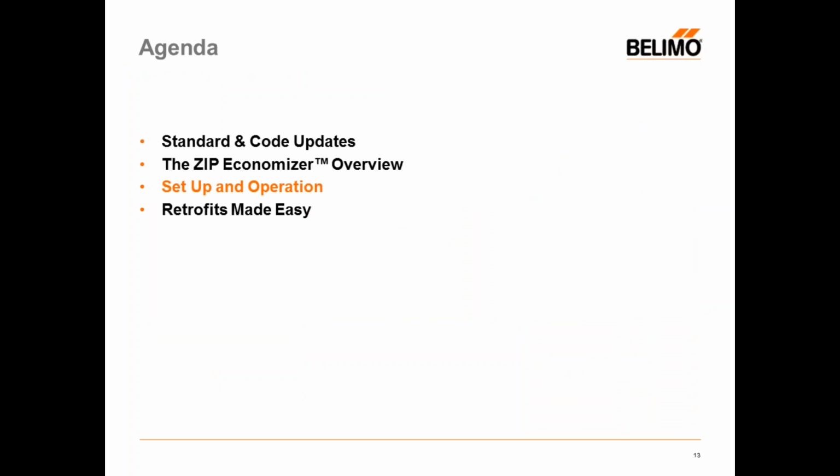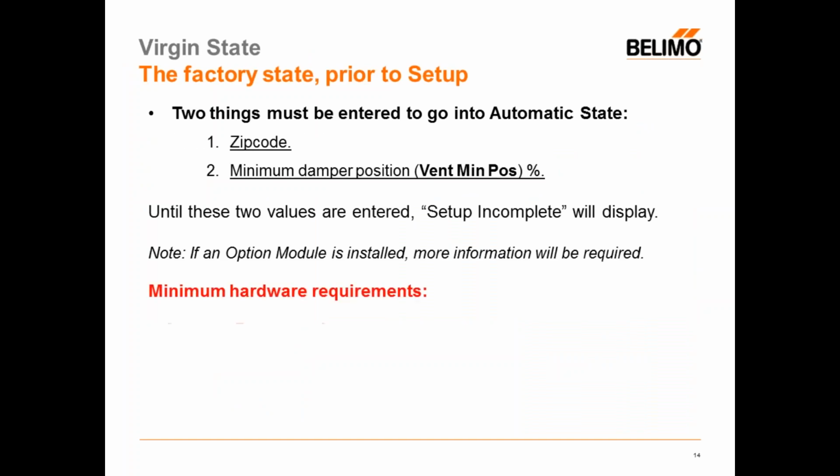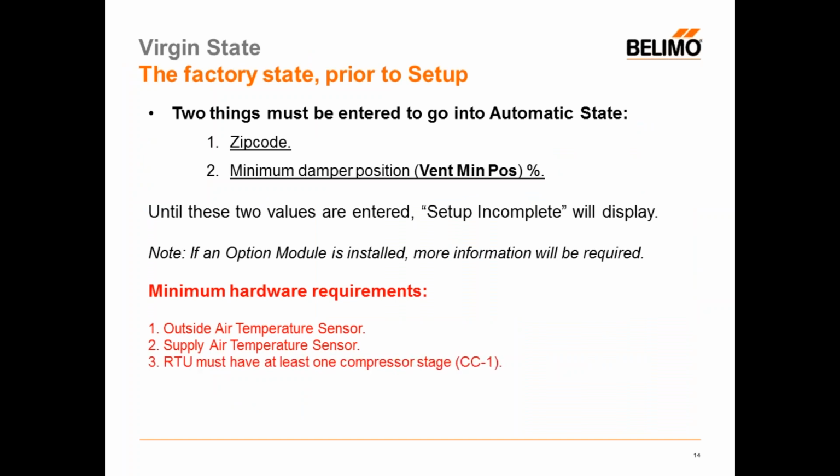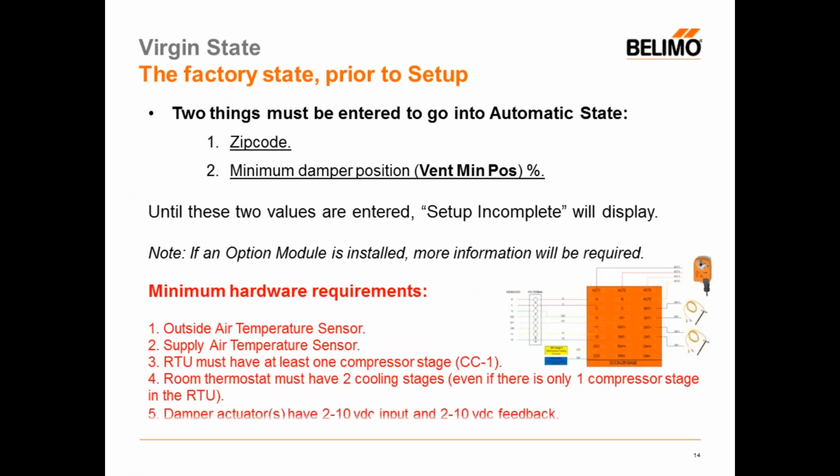Now we'll touch upon the setup and operation of the ZIP. So what's required to get the ZIP up and running? The job site zip code and minimum ventilation position. Until these are entered, setup incomplete will display.